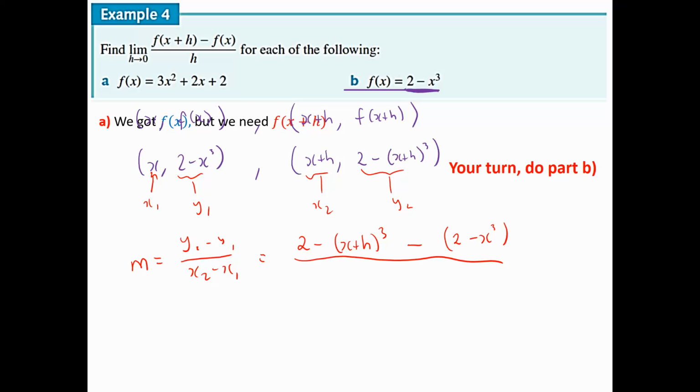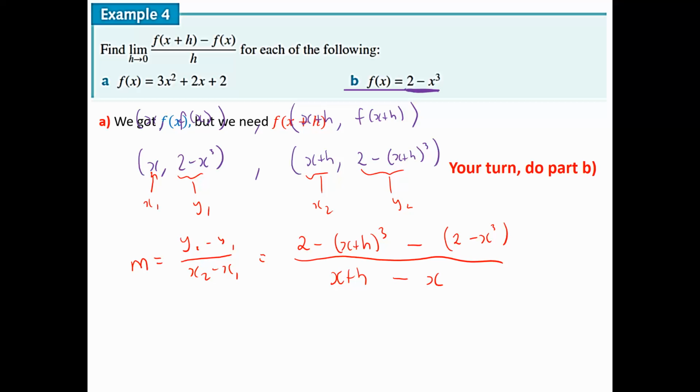Over x2 minus x1, this is x2, x plus h, minus x1, x. I'm just using first principles right now, or your formula from year 9: y2 minus y1 over x2 minus x1. This is my y2, minus, now notice I use brackets, because a lot of students don't do this in the exams, and they make a mistake.